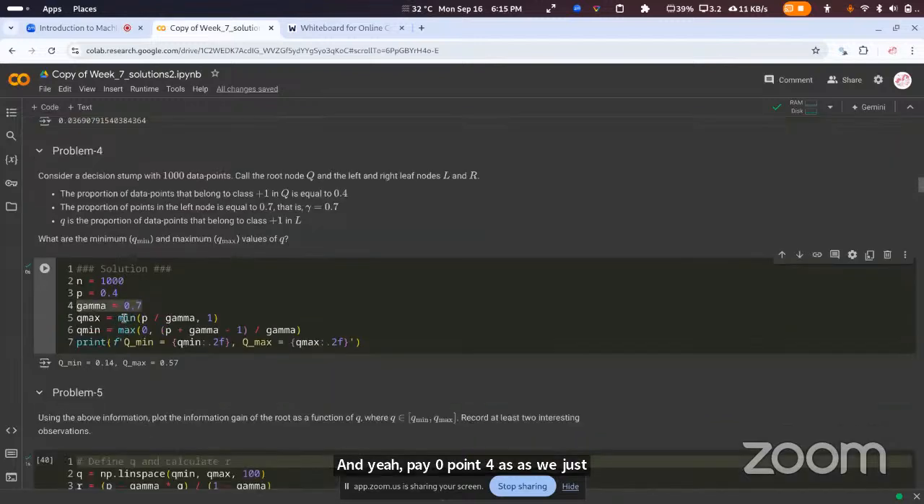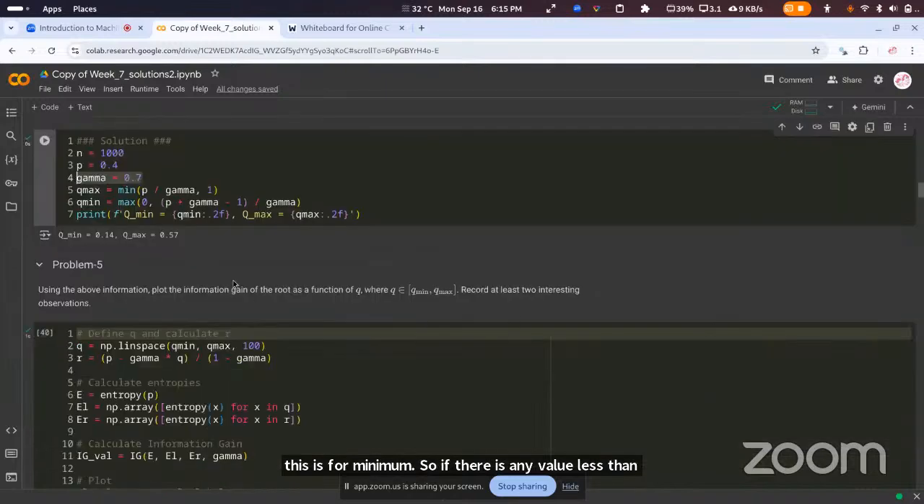Qmax and Qmin can be found by minimizing and maximizing P by gamma. The reason we are doing P by gamma is that if there is any value greater than 1, we'll populate Qmax with it, else we'll just populate 1 with it. And in Qmin, sorry, this is for minimum. So if there is any value less than 1, we'll give P by gamma. If not, we'll give 1. And for Qmin, it's going to be max of 0 comma (P plus gamma minus 1) by gamma. So these are the values for Qmin and Qmax which we obtained after doing this.